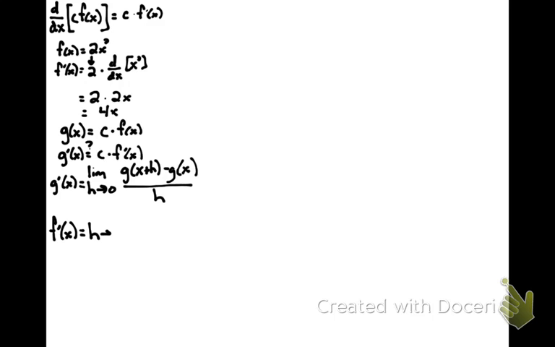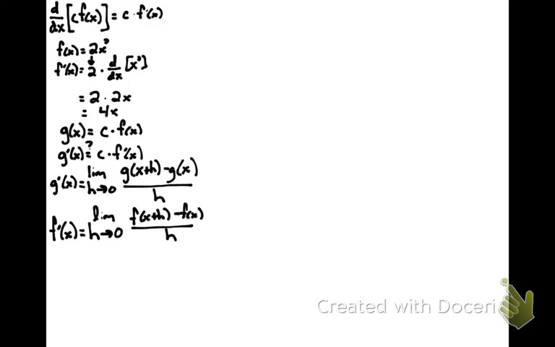Well, g prime of x must be equal to the limit as h goes to 0 of g of x plus h minus g of x all over h, and f prime of x must equal the limit as h goes to 0 of f of x plus h minus f of x all over h.